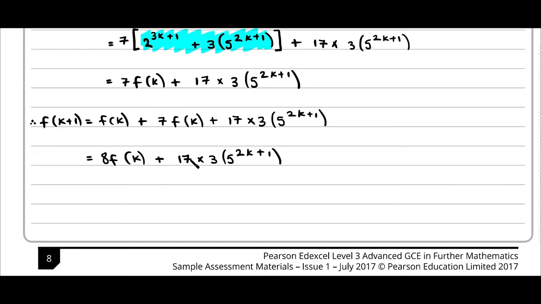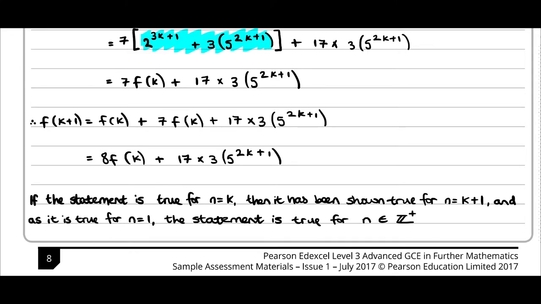So let's just put that into words. We see, therefore, in conclusion, that if this statement is true for n equals k, then it has been shown true for n equals k plus 1. And as it is true for n equals 1, this statement is true for n being a positive integer. So all that is in words over here.